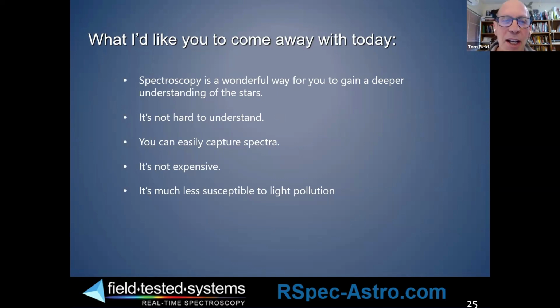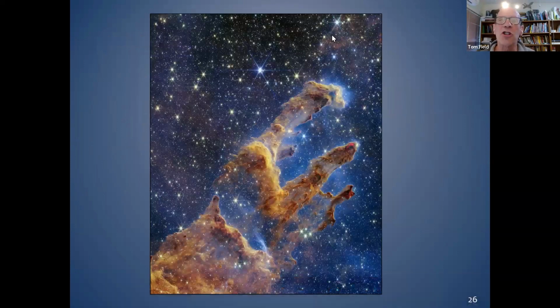And the thing I haven't mentioned yet is that it's much less susceptible to light pollution. So when we're doing the kinds of imaging that we always do, we're looking at fine gradients and how smooth the transitions are and how sharp the images are. None of that matters to us. And I'll show you why in just a moment. So these stars do have life stories, and we can actually read them with a tool like this.